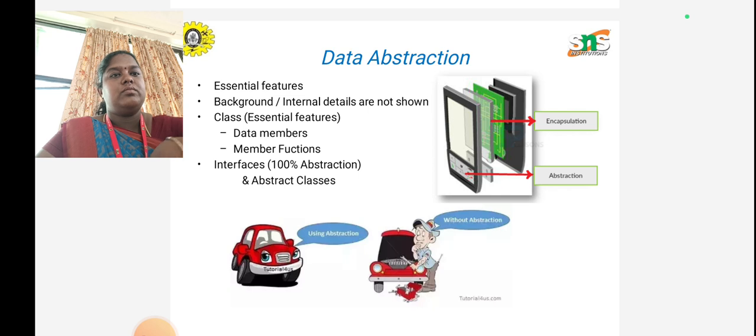We have a mobile phone here. Encapsulation is what is inside the outer module, and the outer module is abstraction. For example, we have a car. The outer side of the car uses abstraction. The interior is for the mechanic, if there is any problem. The mechanic sees the inside parts of the car, so it is without abstraction.